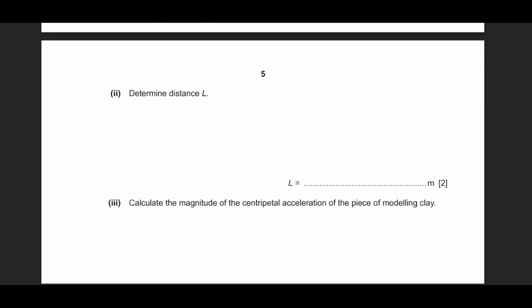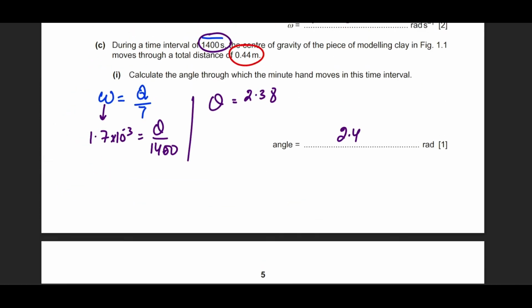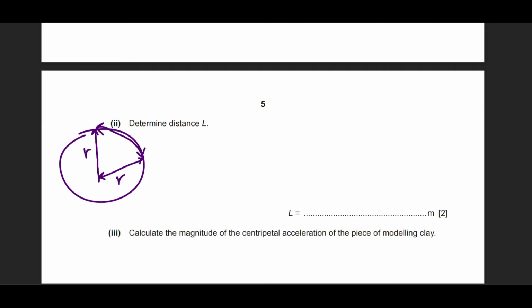Similarly, determine the distance L, which requires you to employ the formula for circular motion, right? So the whole formula goes something like this. If this is the circle, and let me draw this again. So if this is the circle, and whatever the radius may be, for example, if this is the radius, and this is the arc length, the distance that he's mentioning over here that it has covered, 0.44, is actually the arc length. So it moves through this distance. So this is 0.44 meters.